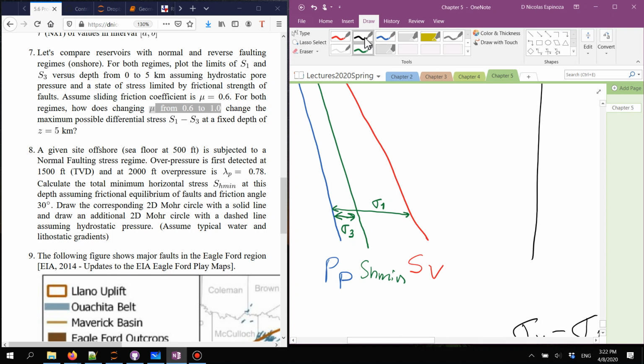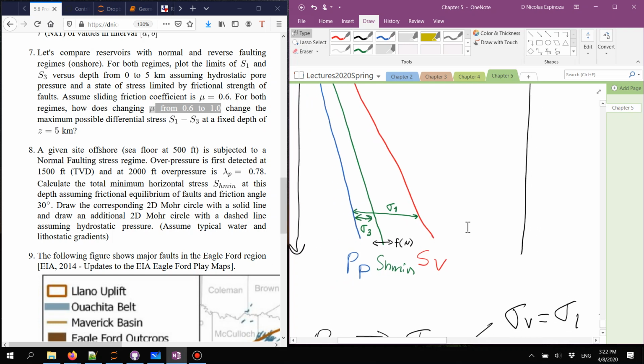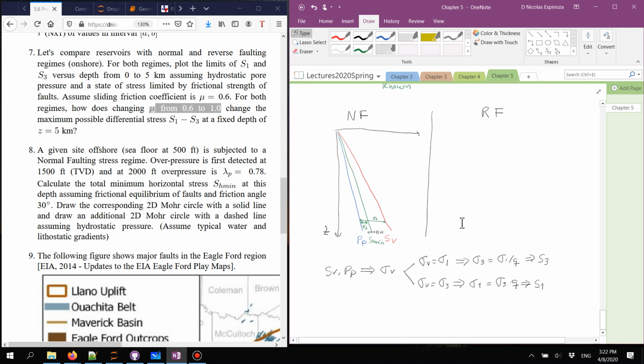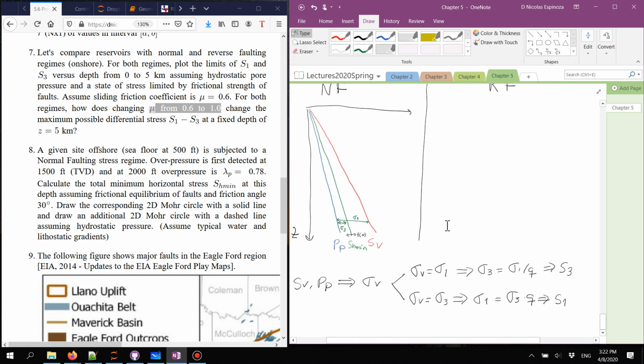And again, you're going to do two cases, and I'm going to make this line vary as a function of the friction angle. What this problem is trying to illustrate is the effect of that friction coefficient on the minimum possible horizontal stress.